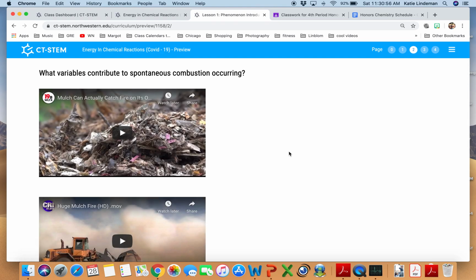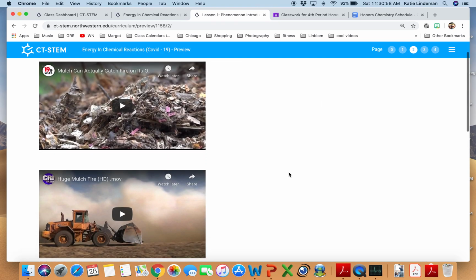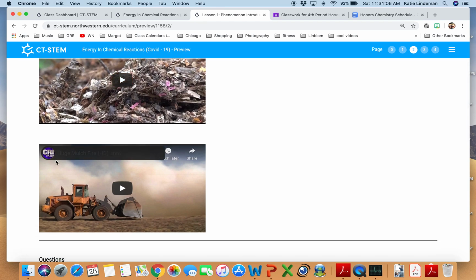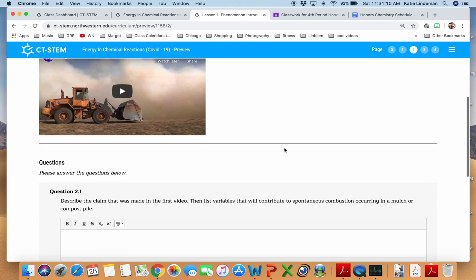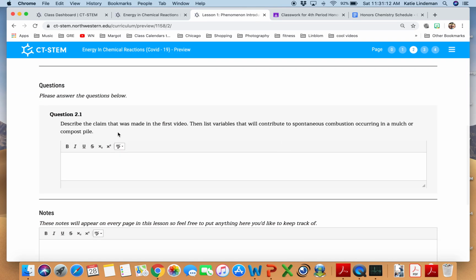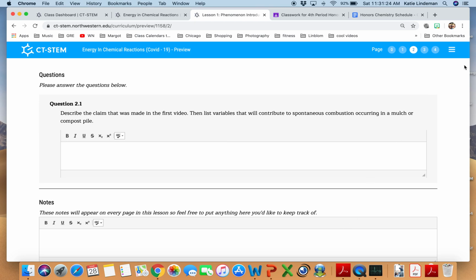Scrolling to page 2, there are a couple of different videos you'll want to watch. Just from the videos here, mulch can actually catch fire on its own, okay? And a huge mulch fire. So there's obviously something going on here. You're going to want to describe the claim that was made in the first video and then list variables that contribute to spontaneous combustion. Okay, so watch the videos, try to pull evidence from the videos. Again, here's your note section at the bottom.